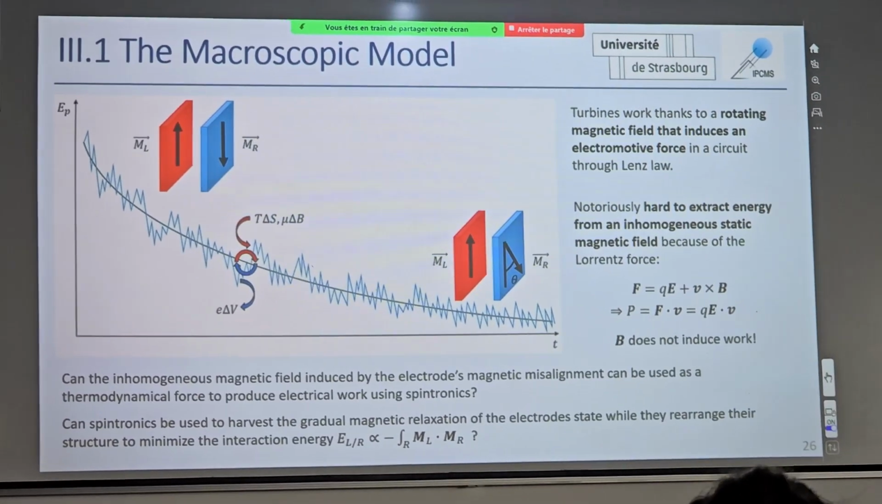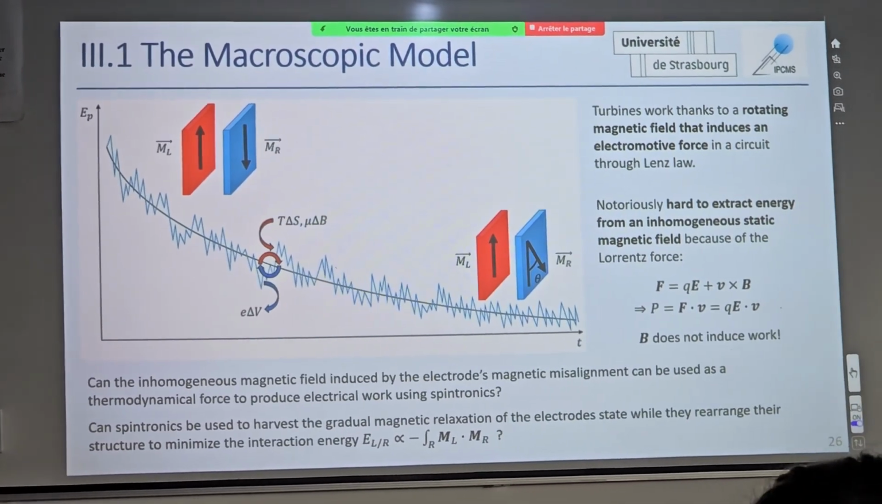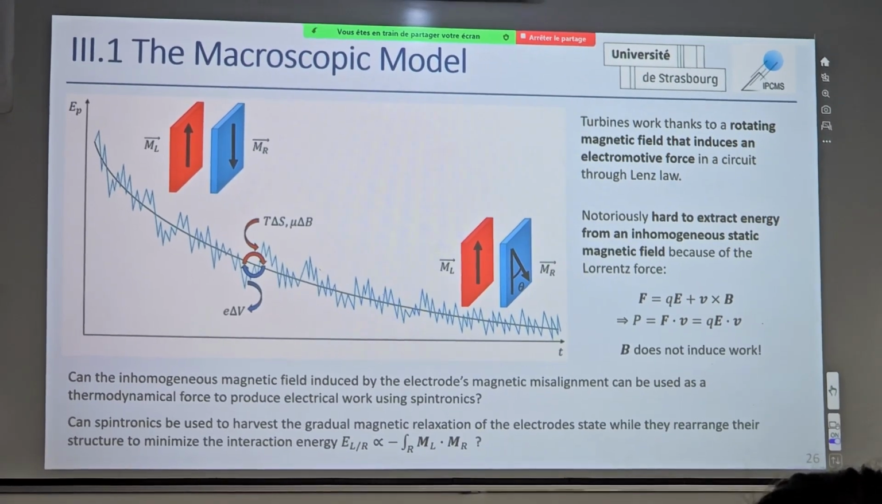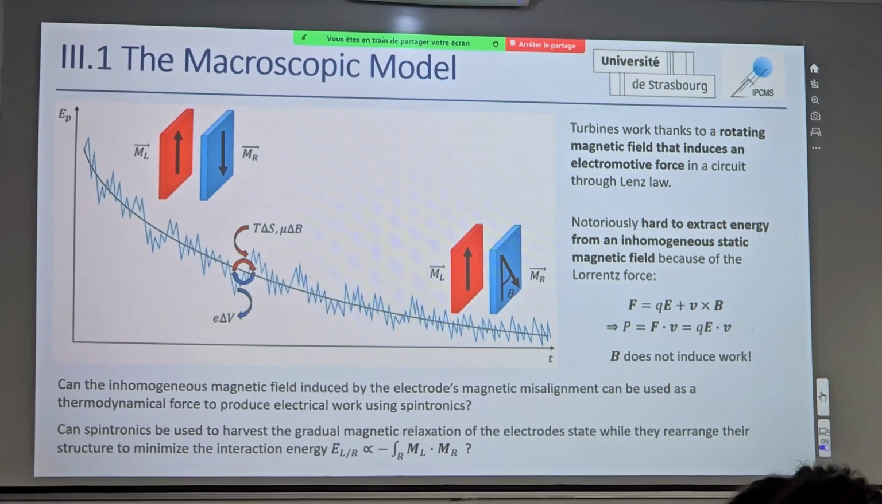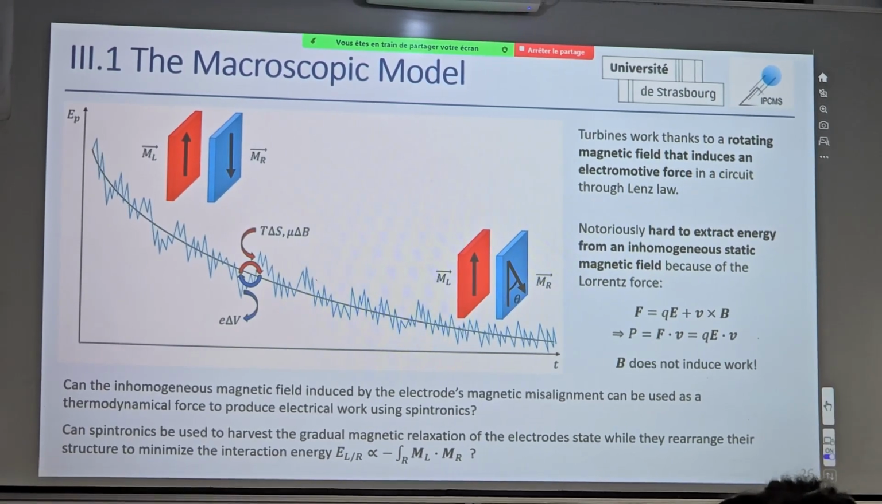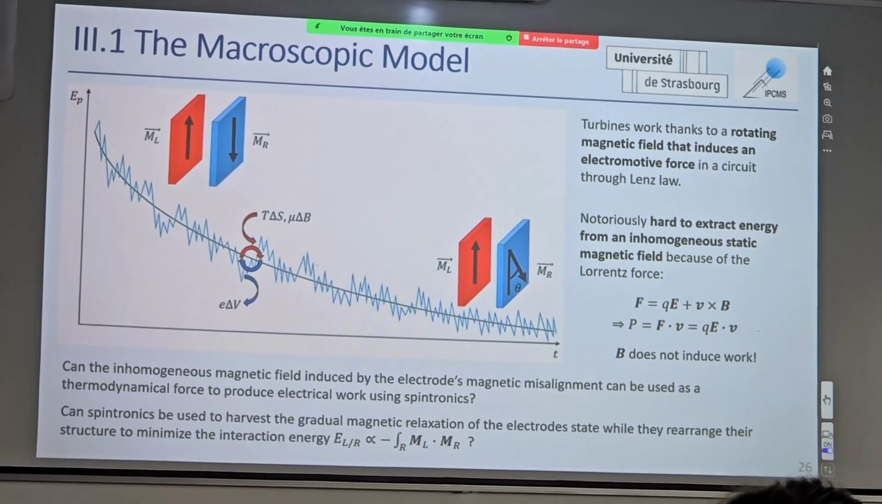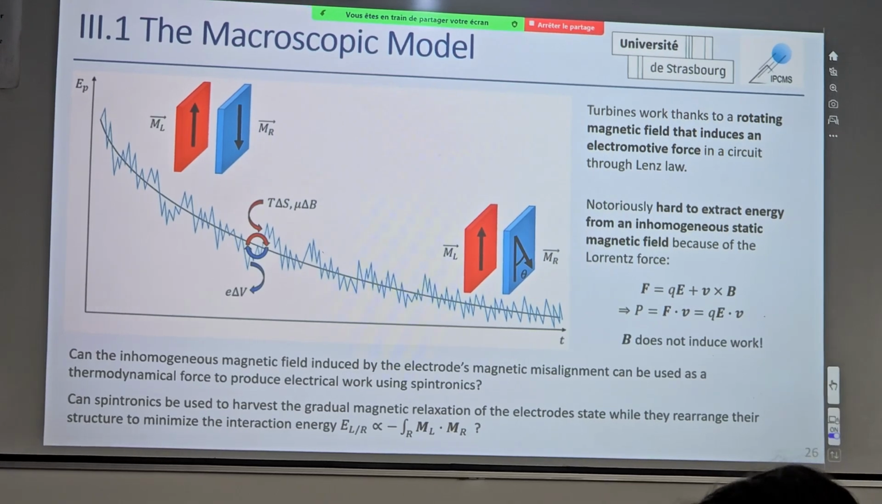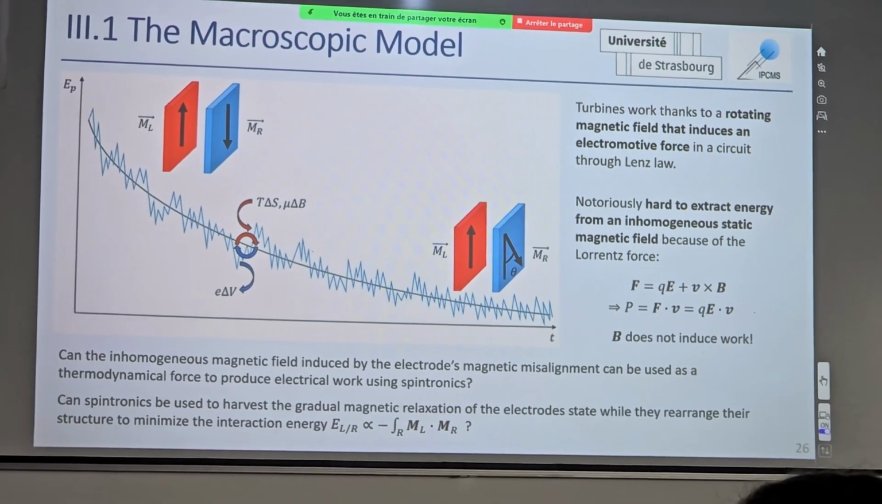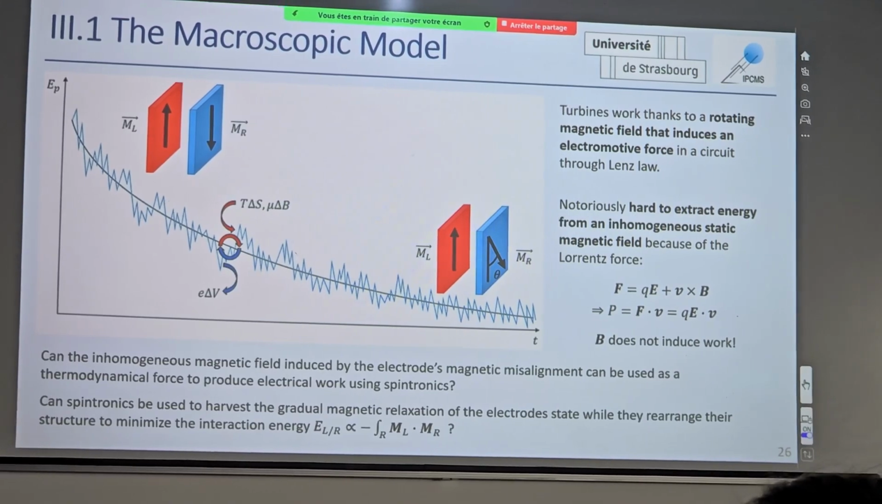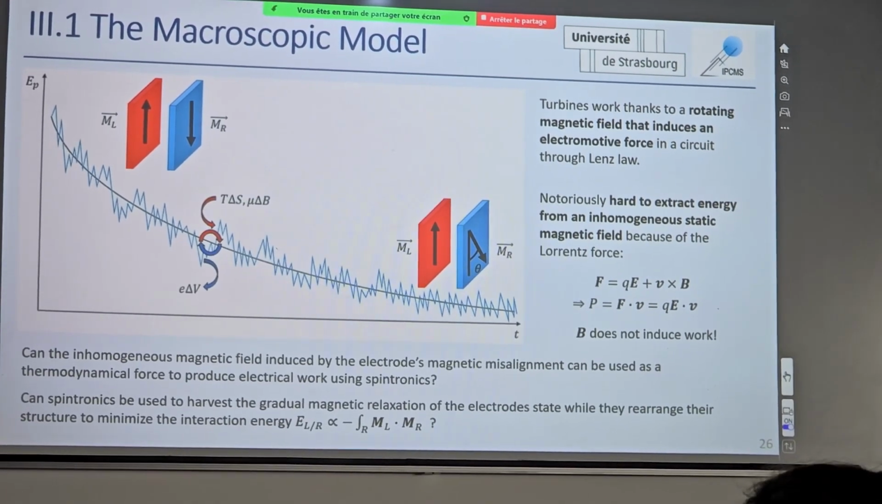And so the first model is macroscopic and electronic, and aims at describing the system as a whole at the level of the electronic circuit. And the problem starts with an interrogation. What if we could produce energy from a quasi-static magnetic field difference between two regions?